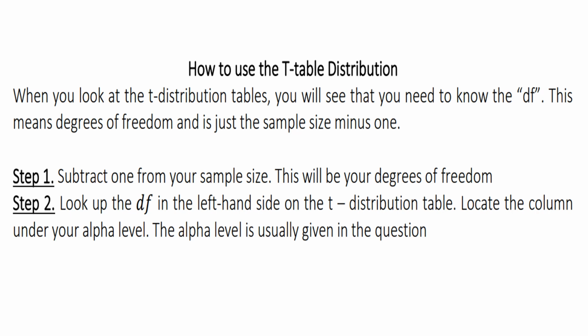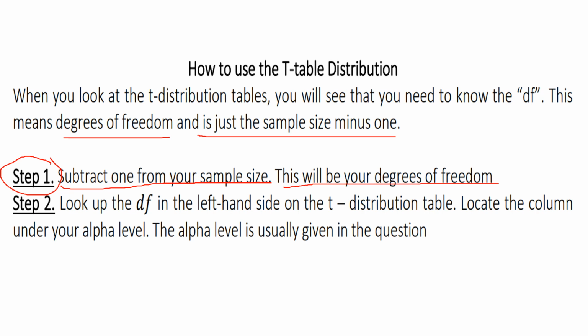So how to use the t distribution table? When you look at the t distribution tables, you will see that you need to know the DF, or your degrees of freedom, and it's just the sample size minus 1. So our step number 1, in dealing with your t distribution table, you need to subtract 1 from your sample size, which is your n. This will be your degrees of freedom. So if you're asked to find the value of your degrees of freedom, then you need to subtract 1 from your sample size if there is a given value for your sample size.